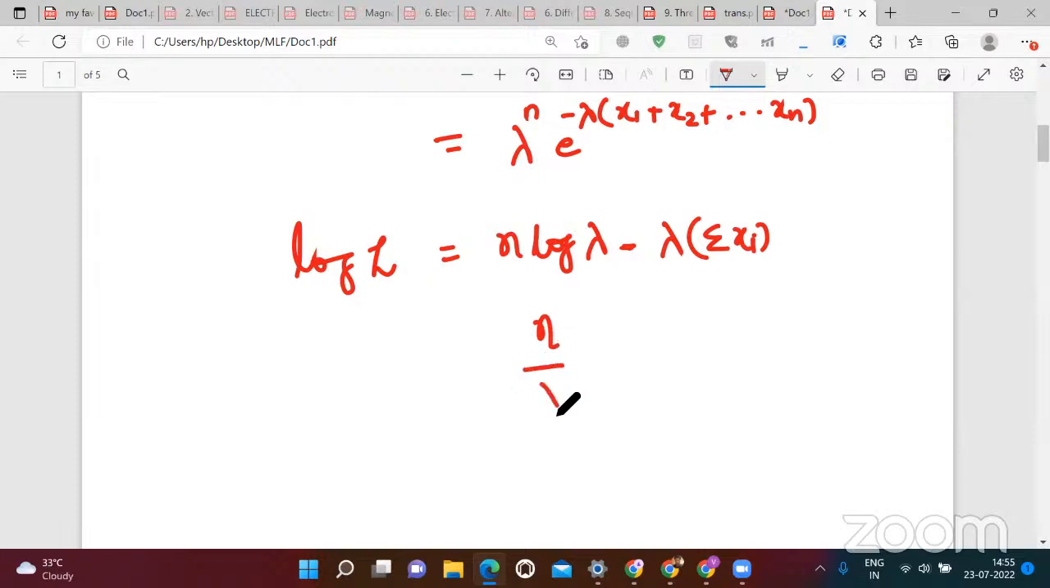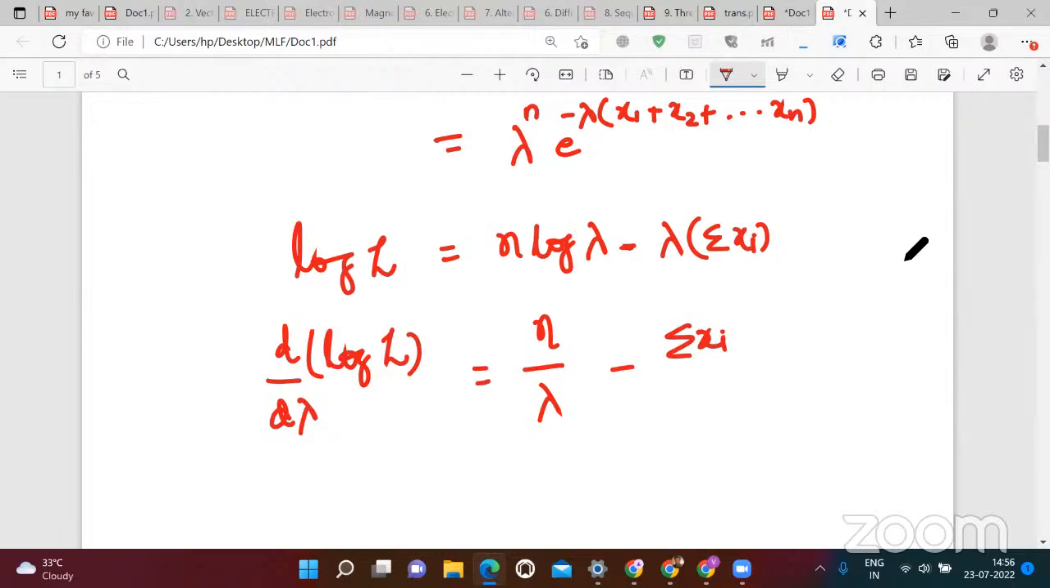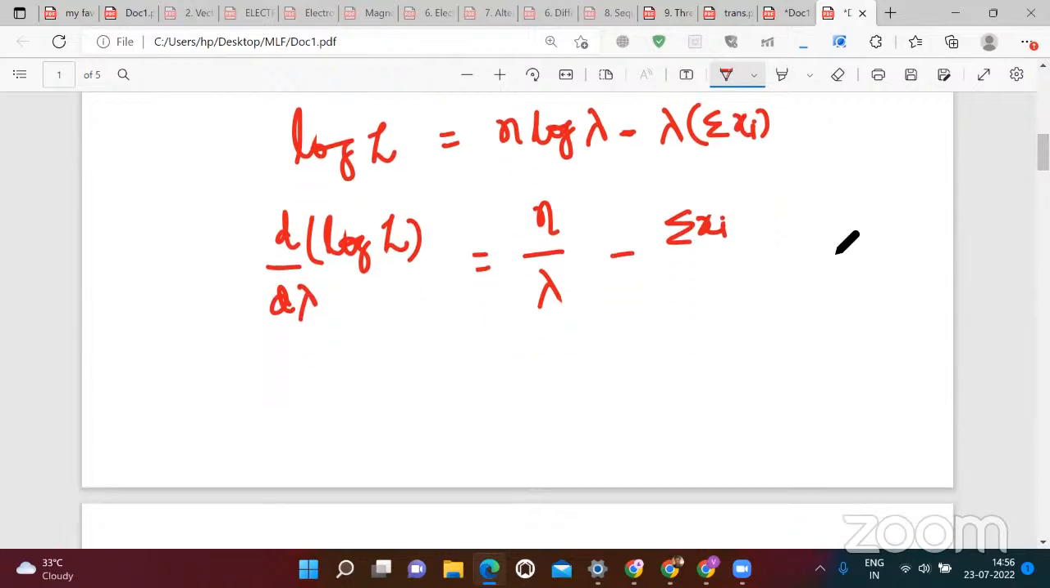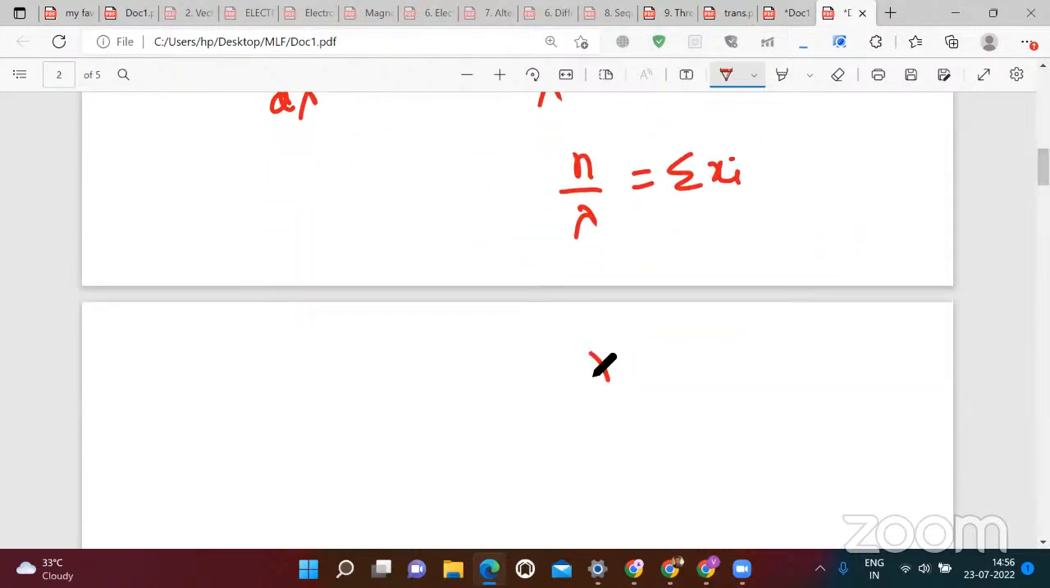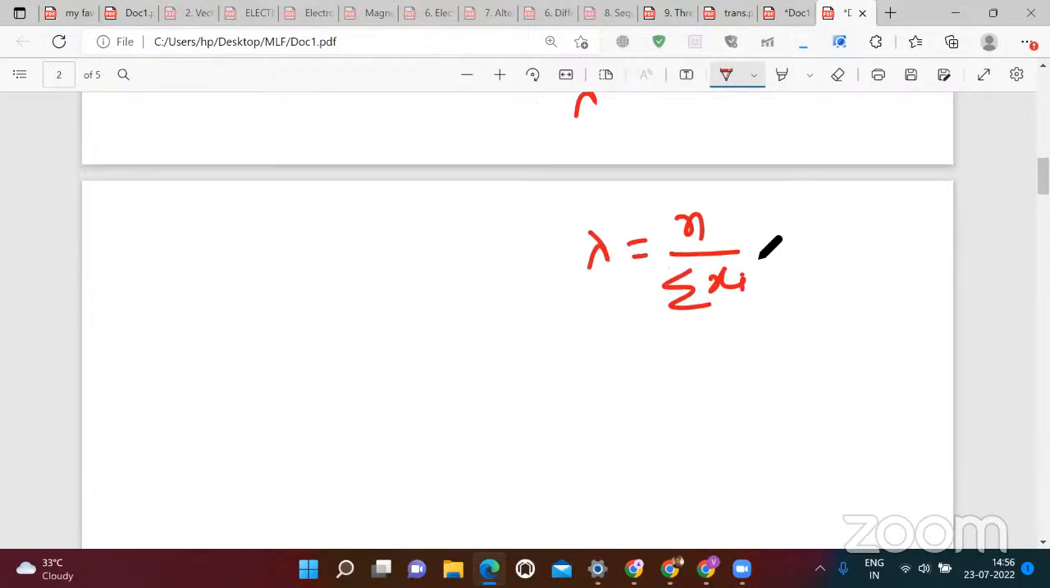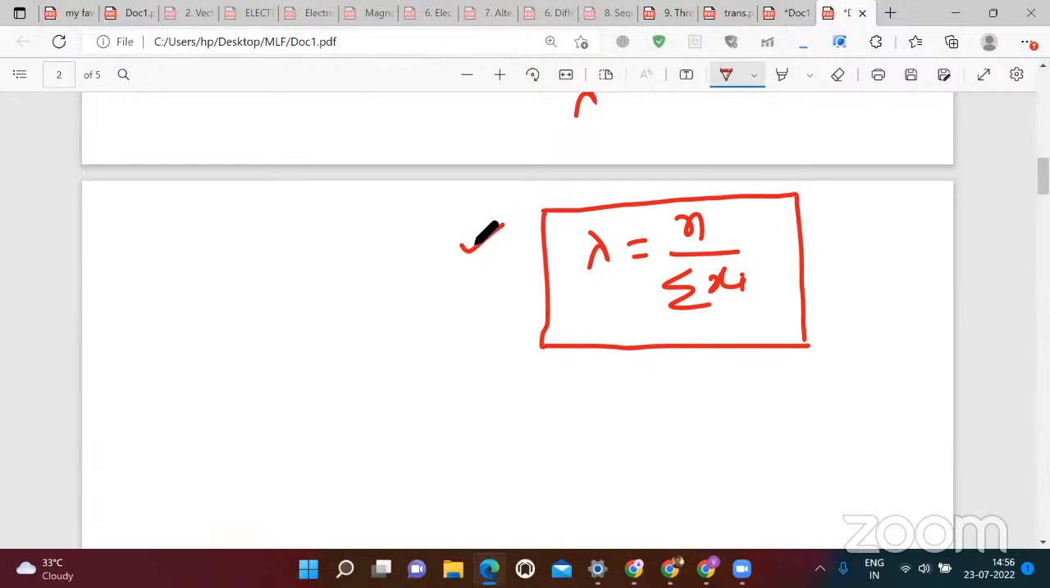If you do this, what value do you get? You need to differentiate this with respect to lambda. You'll get n upon lambda minus sigma of xi, right? That you need to equate to 0. So you'll have n upon lambda equals sigma of xi. What is the estimated value of lambda? So lambda you can write as n upon sigma of xi, right? So this is the estimated value of lambda for the exponential distribution. You can just remember this. You can expect some question like this.